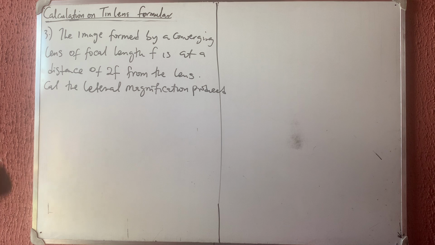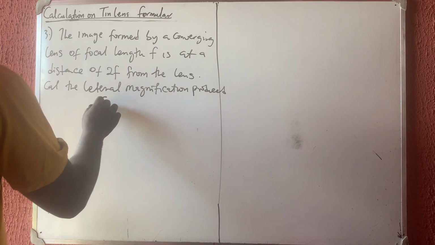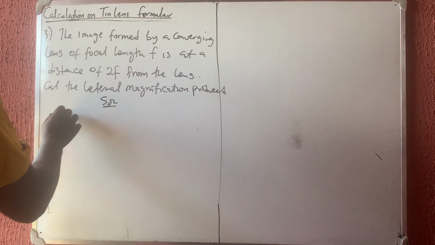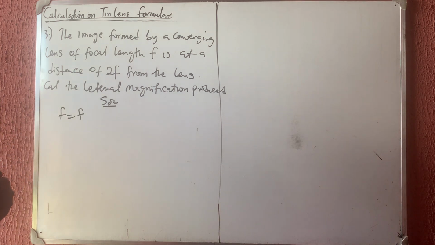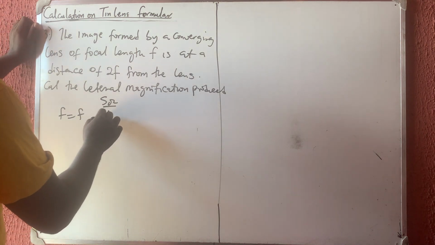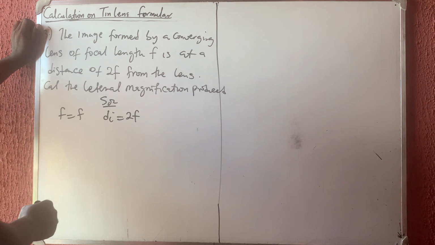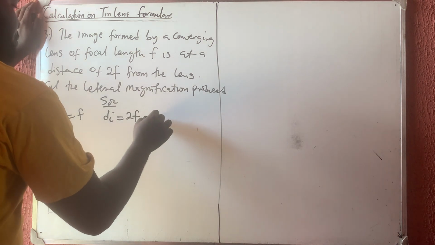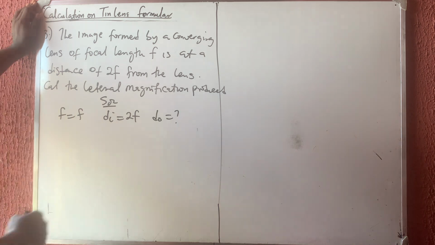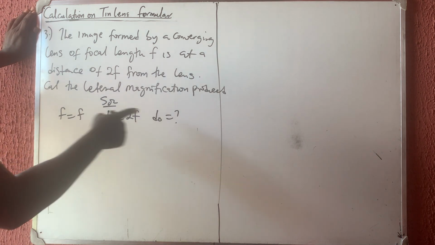They said that the image formed by a converging lens, first of all, is a converging lens. And if it's a converging lens, my F is going to be positive. So they gave it to me as F. The focal length is F. The image is at a distance of, so the image distance is equal to what? They say it is 2F. Now, first of all, let us get the object distance. It will now help us to get the magnification. So what do we do now?